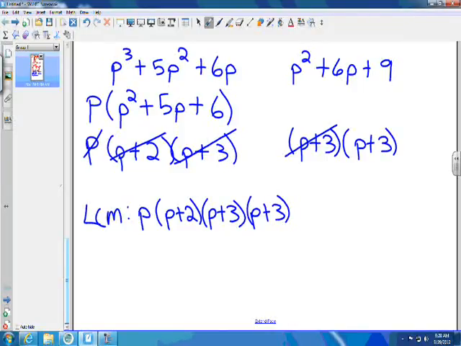And that would be your new common denominator. That would be what would go under the new fractions. It's just the rule.